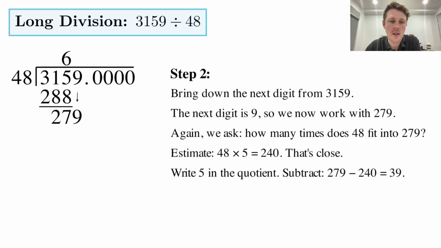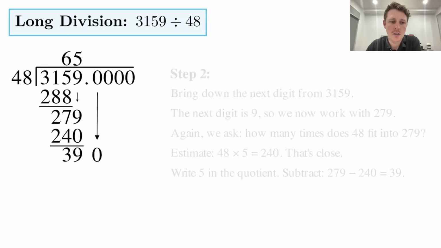And so then we can see that we've brought that next digit down, and now we work with 279. And again, we ask how many times does 48 fit into 279? We estimate that, and we get 48 times 5 is 240. We can see that that's close, and if we go over, it'll be too large. So now we write 5 in the quotient, and then subtract 240 from 279. So let's see what that might look like. The 5 in the quotient, 240 there, 279, and then we bring down the next number from the dividend.